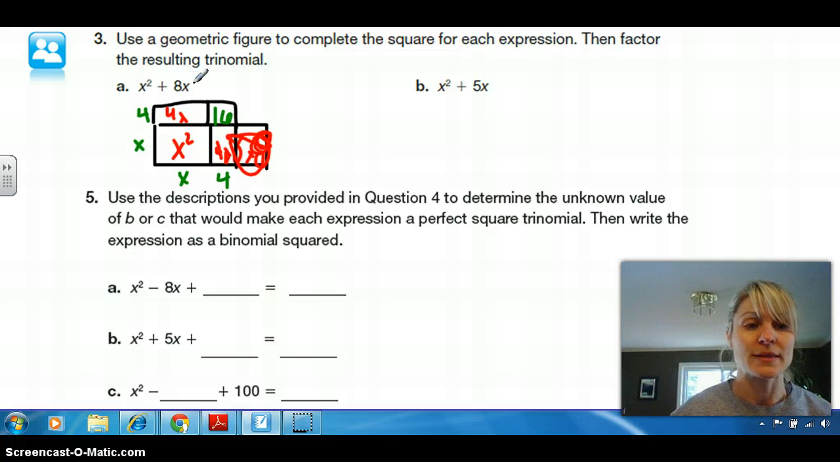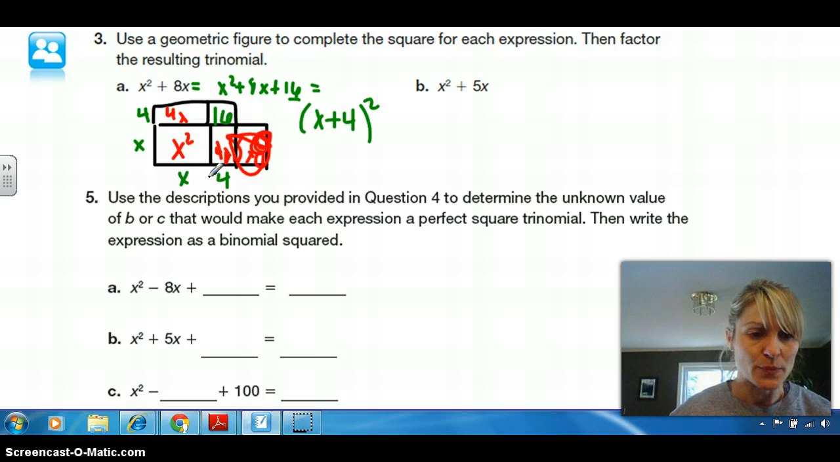So then we can rewrite this as x squared plus 8x, because 4x and 4x is 8x. Then we added the 16 to it. And then we know that this is a perfect square, so this is going to be x plus 4 squared. Because again, this is x plus 4 and this is x plus 4. X plus 4 times x plus 4 is x squared plus 8x plus 16. Okay, so we're going to do the same thing over here.